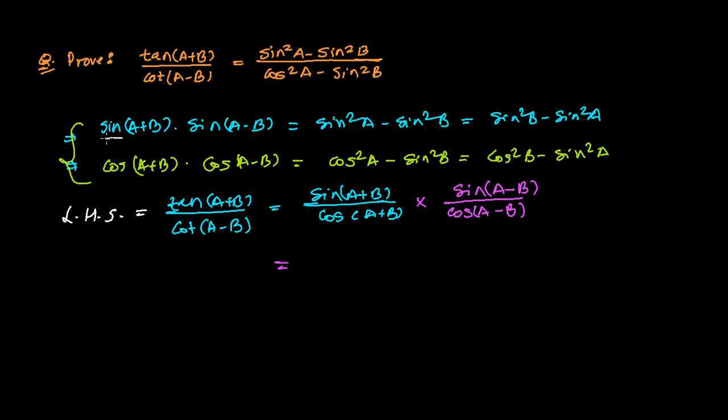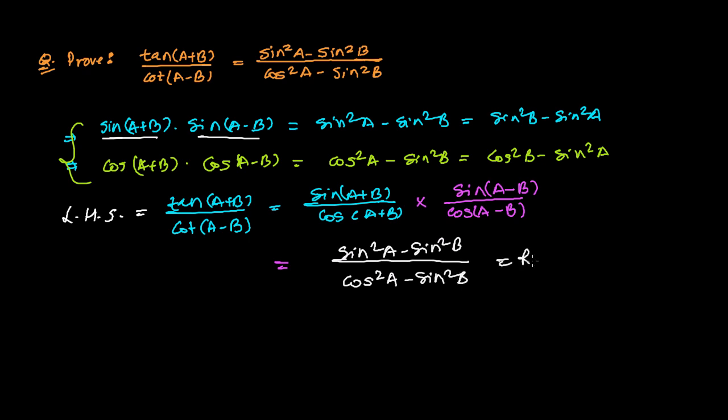And look at this, my brother and sister, how it is. Here, sin(a+b) times sin(a−b) is the formula for sin²a − sin²b. And again here, cos(a+b) and cos(a−b) is the formula for cos²a − sin²b. And this is our right hand side. How simple it was, right? Very simply we proved it. But for that we need to remember this formula.